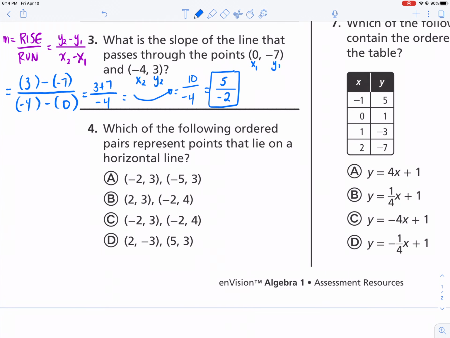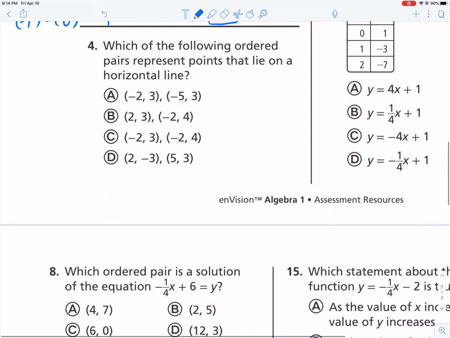Okay, now moving on to number 4. There are a couple of ways you can do this one. You can graph all of them and see which one's horizontal, but you have to remember what that line means. A horizontal line looks like the horizon.